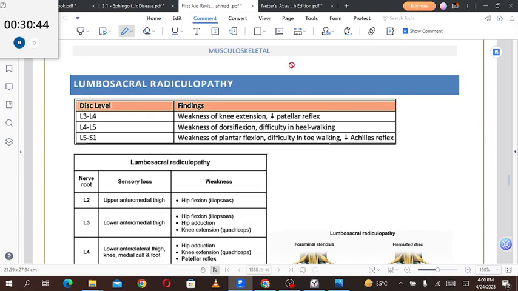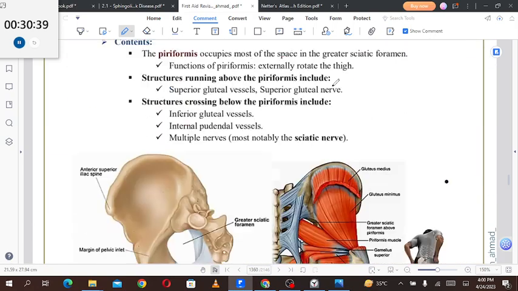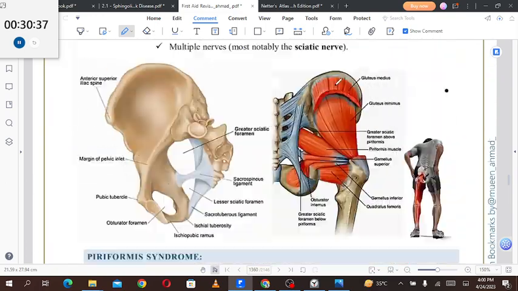Lumbosacral radiculopathy, and then we have psoas muscle, psoas abscess, sciatic foramen. Where do we have the lawyer?